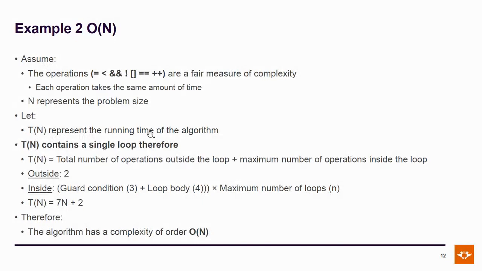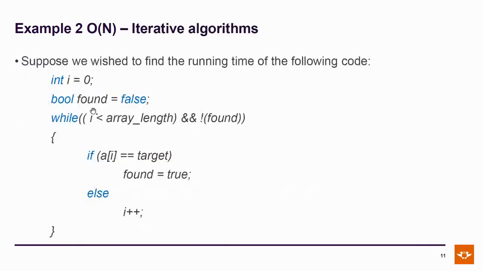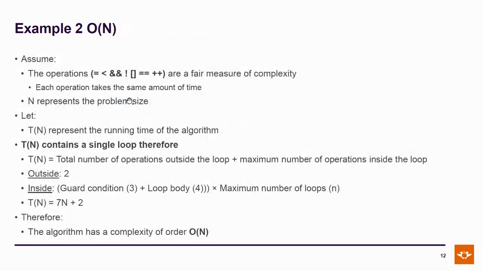So now we can again say let T(n) represent the running time of the algorithm. It contains a single loop. So what does that mean? It means we've got the operations outside the loop, and in some kinds of loops we've got operations that only occur once in the loop head. This time we won't count the loop condition. And then we've got the operations that occur inside the loop, and they can occur as many times as the loop iterates. So basically, we've got the operations outside the loop plus the maximum number of operations inside the loop, which will be when the loop runs for its longest possible duration.